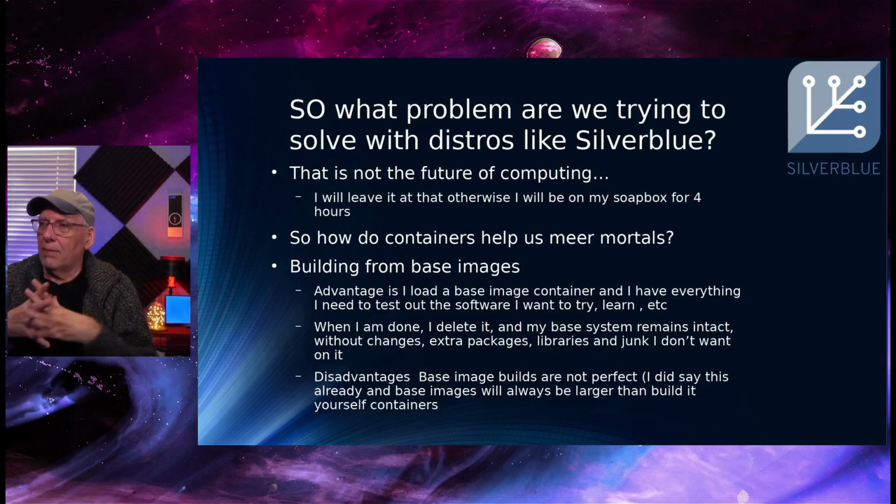The disadvantage, however, is that base image builds, surprise, are not perfect. I say this because the first thing that you'll notice about base images is they're always larger than if you were to do the scratch build yourself inside of a container. This is a container to container comparison now. I'm not talking about installing this on your base OS. If you were to build this yourself, you can build it tighter and smaller than those systems can because they make assumptions about how it's being used, whereas you can tailor it exactly to what you need.